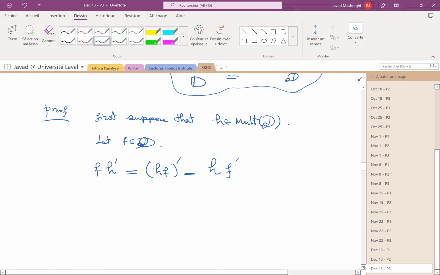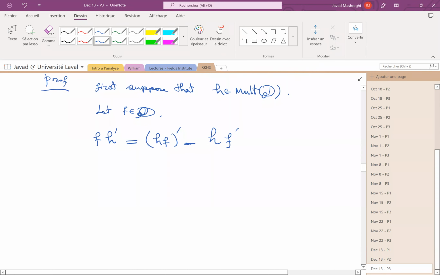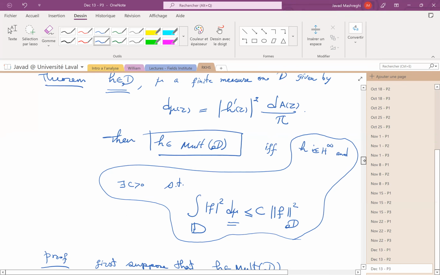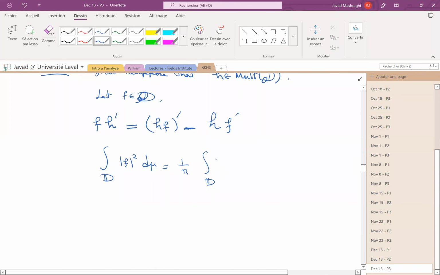And why I wrote it that way, because now the integral that we try to estimate is 1 over pi the integral over D dμ, the definition is here, dμ is |h'| squared. So it will be |f h'| squared and the area measure. And now I use this.